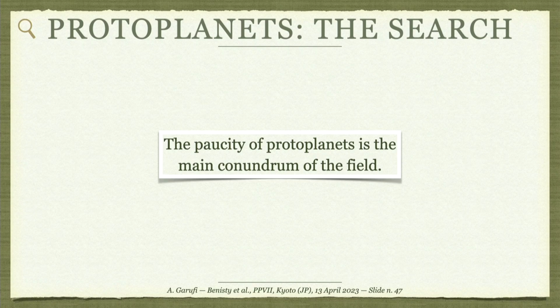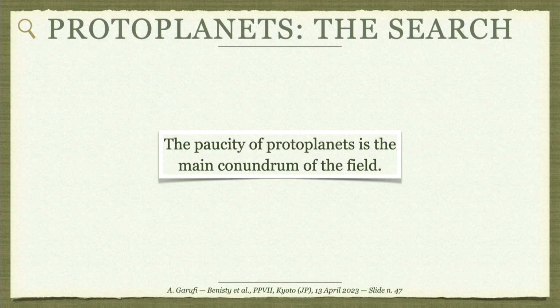In general, I think that besides PDS-70, we don't really have a confirmed protoplanet, so the paucity of protoplanets is the main conundrum of the field. We have a number of these substructures seen. We believe that at least a part of these substructures are due to planets, right? If this is true, we would expect to see at least some other protoplanets. This is really the time to have planets. Planets should be in these protoplanetary disks. So the fact that we haven't seen them is somehow a deficit from our side that we need to correct for, that we need to understand at least.